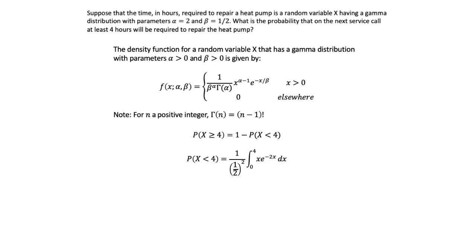To find the probability that x is greater than or equal to 4, we're going to take the complement. We'll take 1 minus the probability of x being less than 4. So the first piece we'll find is the probability of x is less than 4. Plugging everything into the formula and taking the integral, we see that this probability is 0.997. But remember, we're not done. We have to subtract this from 1 to get a probability of 0.003.